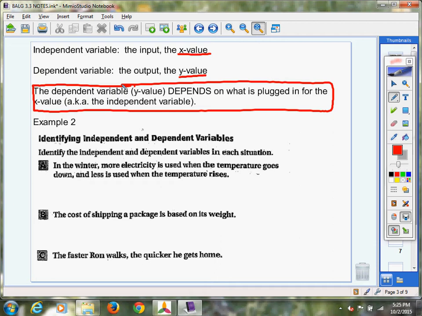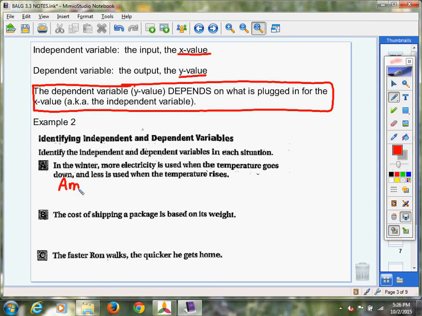Summertime's the opposite. When it's really hot outside, I want it cooler inside, okay? And then as that temperature outside cools down, I don't need the temperature inside my house to be super, super cold anymore, okay? Same type of concept. So we've got to find the independent and dependent variables. So remember, we're talking about amount of electricity and the temperature. Those are the two things that we're talking about.